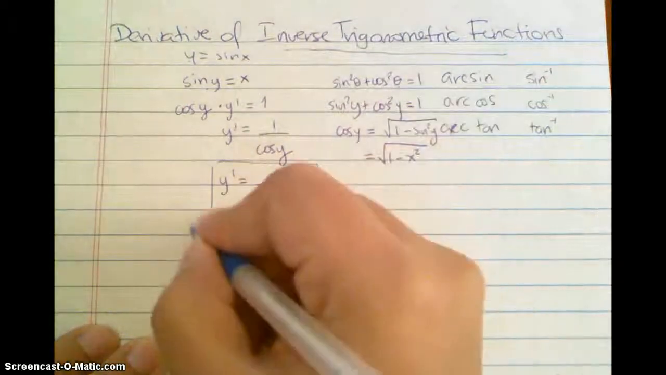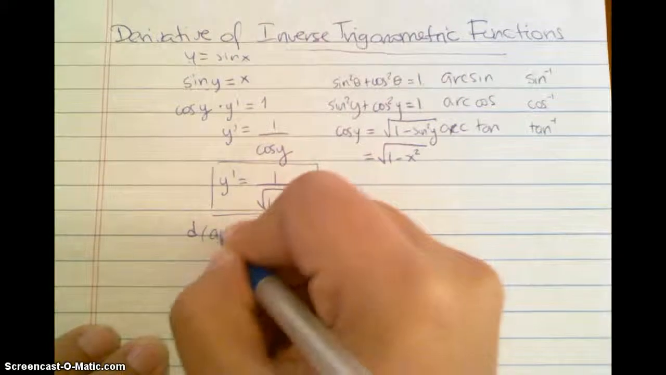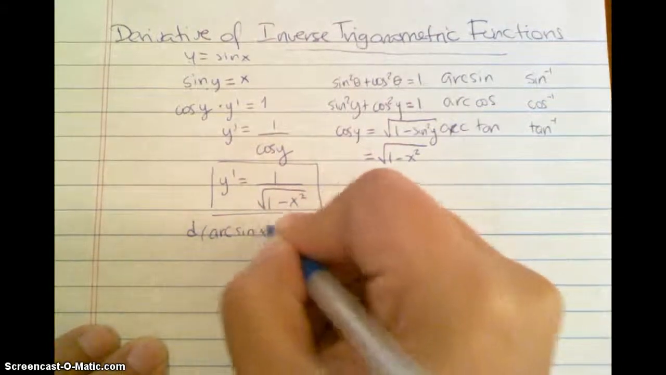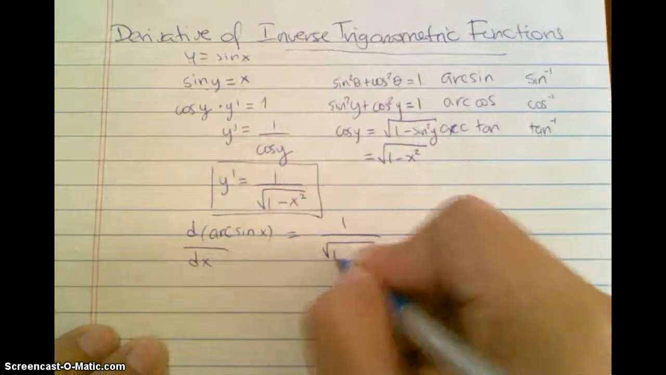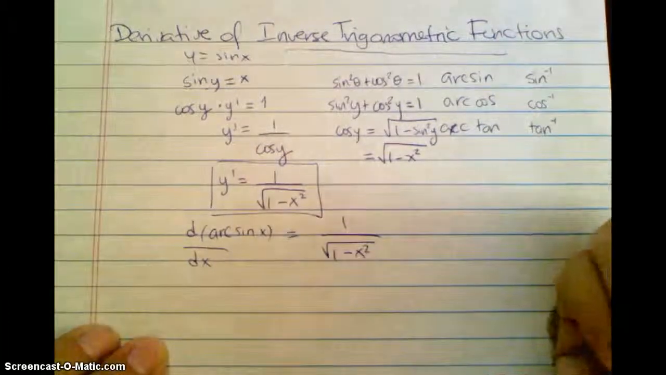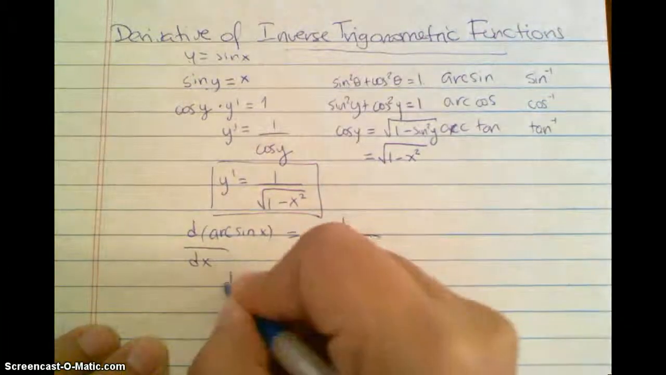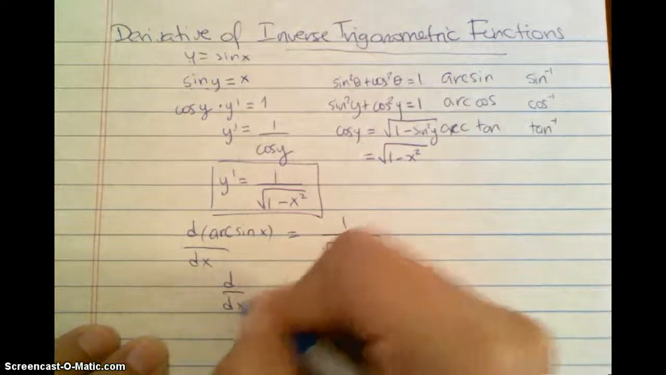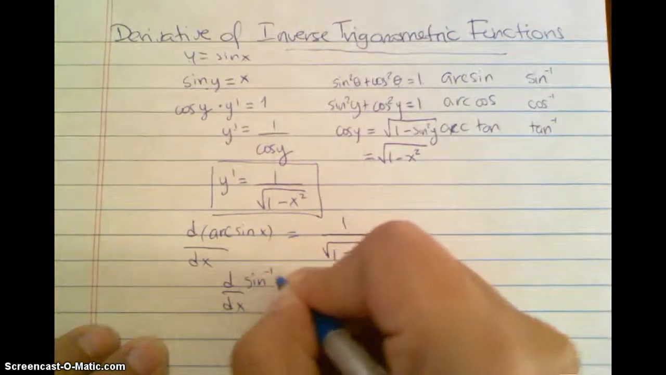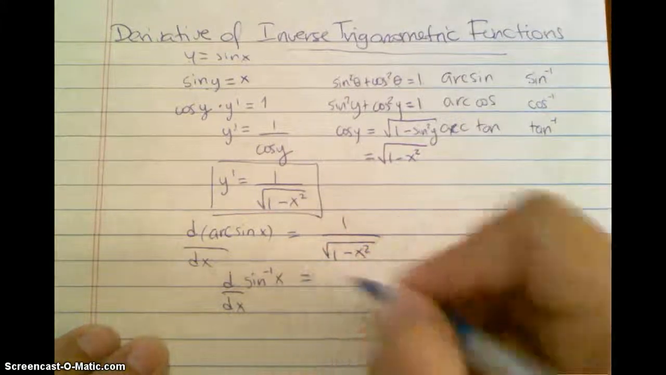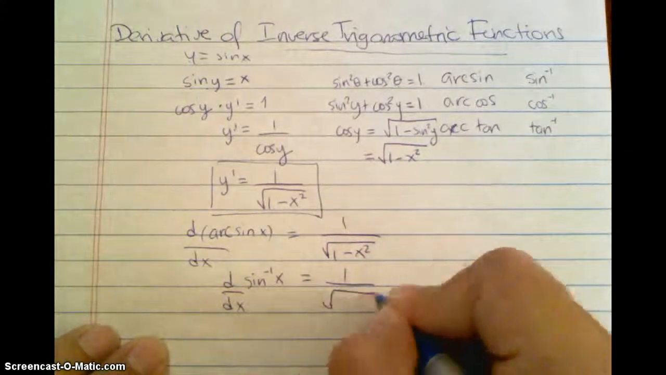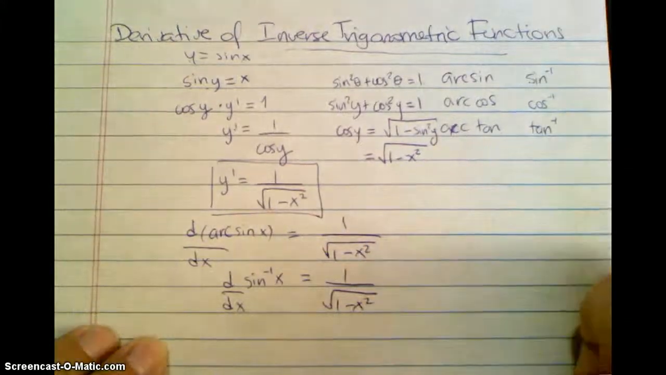So the derivative of arcsine of x with respect to x is 1 over the square root of 1 minus x squared. In your book, it's showing you the notation with a -1, which is still the same. Derivative of the inverse of sine with respect to x is still the same thing.